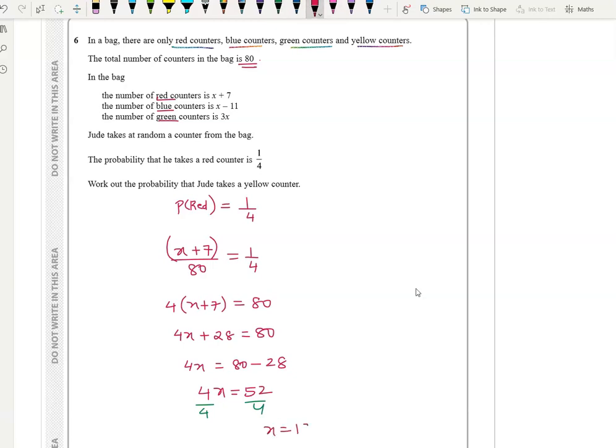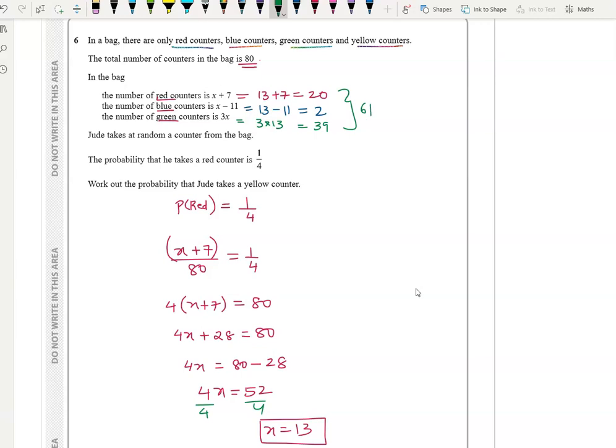So once we know the value of x, we can find the actual number of red, blue and green counters. The number of red, x is 13, so 13 plus 7, we have 20 red counters. The number of blue will be 13 minus 11, so we have only 2 blue counters. And the number of green is 3x, so 3 times 13, that is 39. So altogether we have 20 plus 2 plus 39, that gives me 61 counters that are red, blue and green.